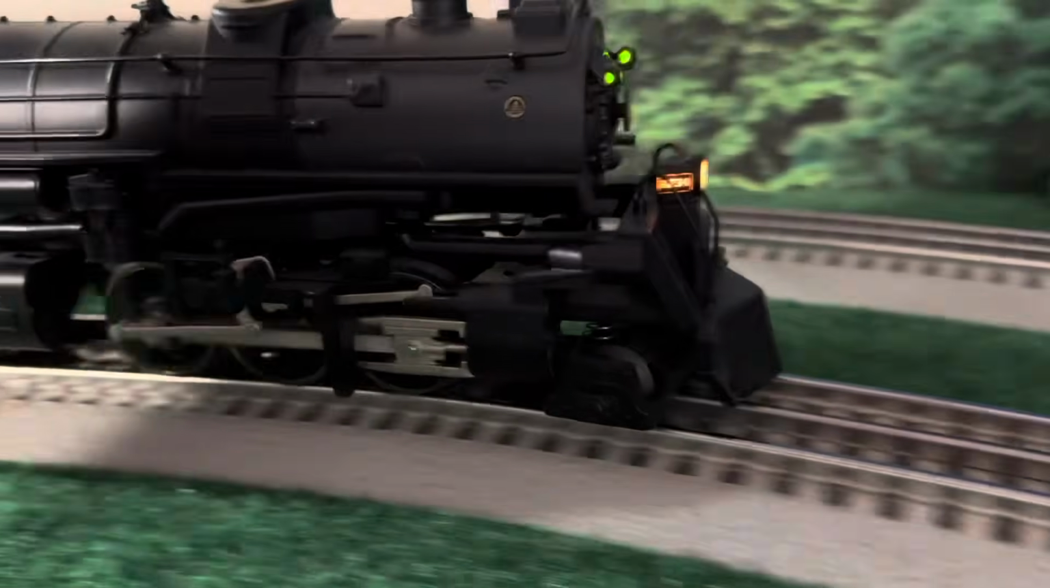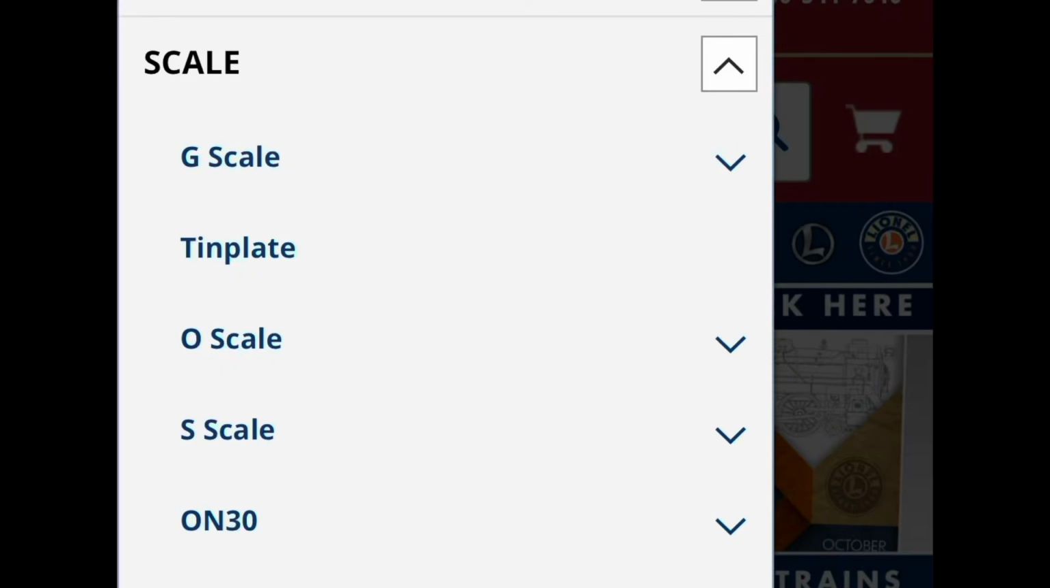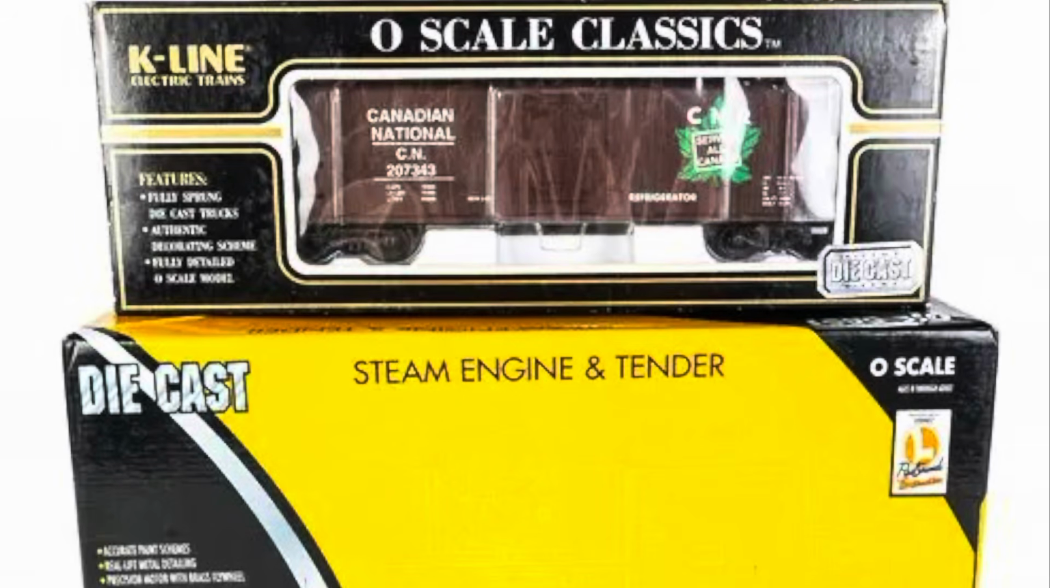Welcome to Datafied, and today we're going to be tackling the elephant in the room of O-scale versus O-gauge. These terms should be easily definable, but as you'll find out, they're not exactly the clearest when you're looking on websites or just on boxes and listings from manufacturers in general. So let's figure this whole thing out first.